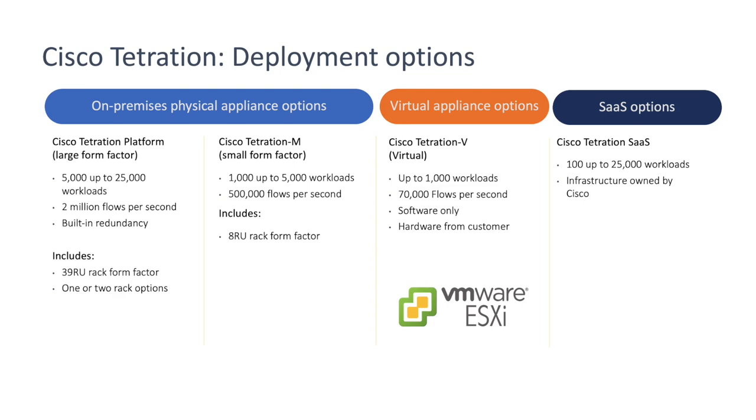Our small physical form factor can support up to 5,000 workloads or 500,000 flows per second. This does come in an 8 RU rack form factor. Our virtual appliance will support up to 1,000 workloads or 70,000 flows per second. It is software only, and the hardware is supplied by the end user. And the software as a service can scale from 100 up to 25,000 workloads, and the entire infrastructure is owned by Cisco.